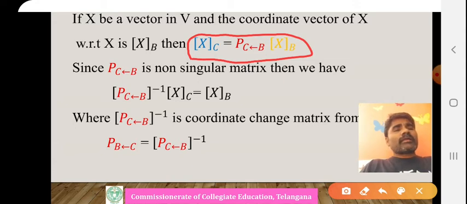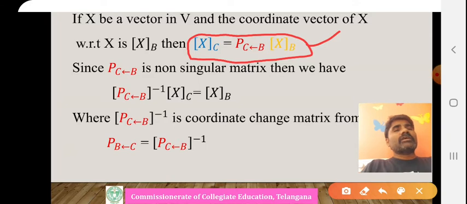Now here B and C are bases of V, they are linearly independent. Then the coordinate vectors are also linearly independent. That's why P from B to C is a non-singular matrix. Then P inverse exists. Now pre-multiplying this equation by P from B to C whole inverse, we have P from B to C whole inverse into xC equals the coordinate vector of x with respect to B.